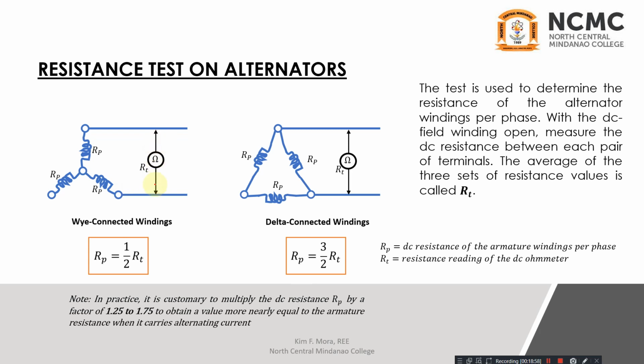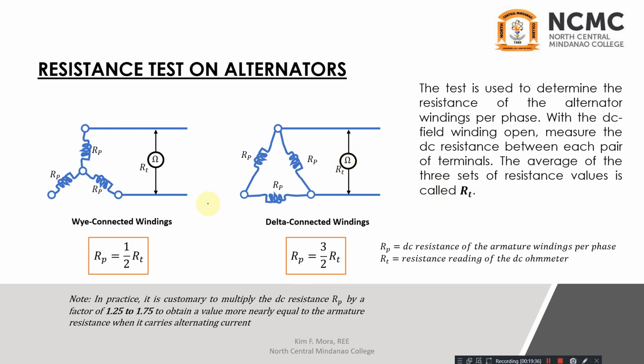Then the average of the 3 sets of resistance values is what we call the RT, no? RT is the resistance reading of the DC ohmmeter. And RP is the DC resistance of the armature winding per phase. Okay? So RT is the average of the 3 sets of resistance values, no?